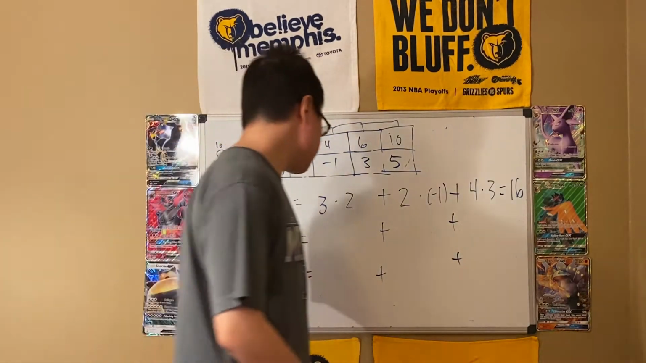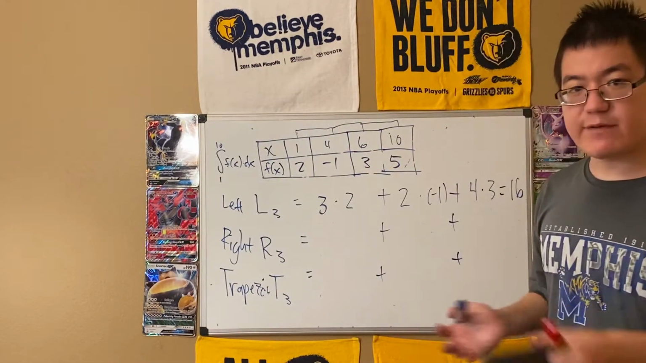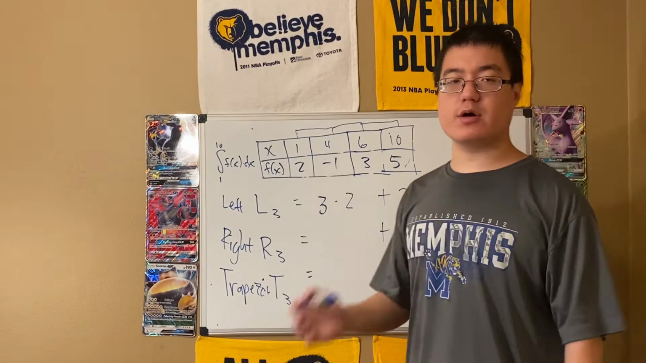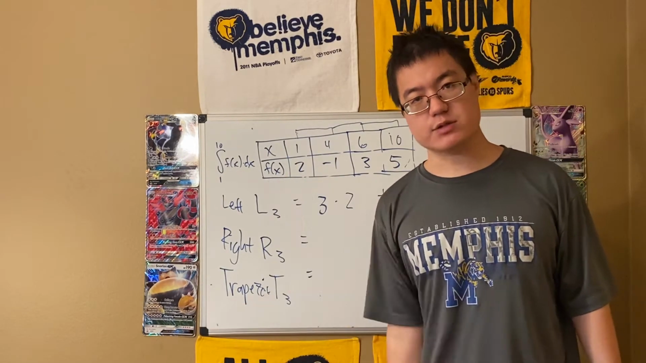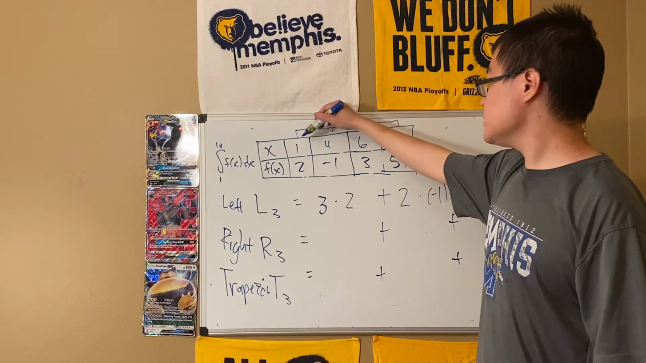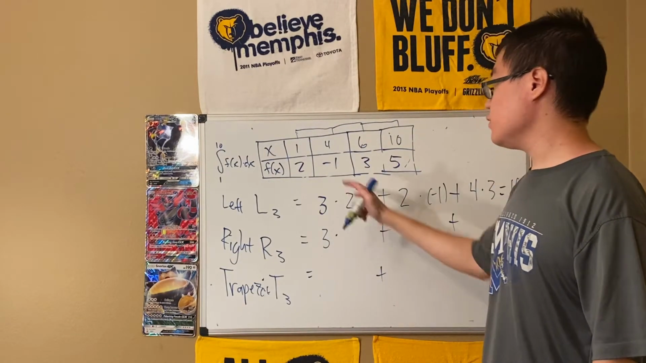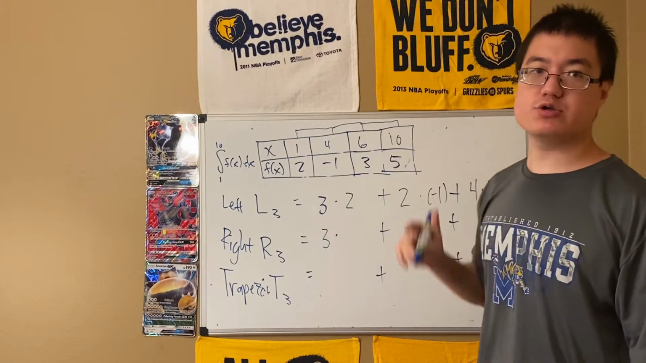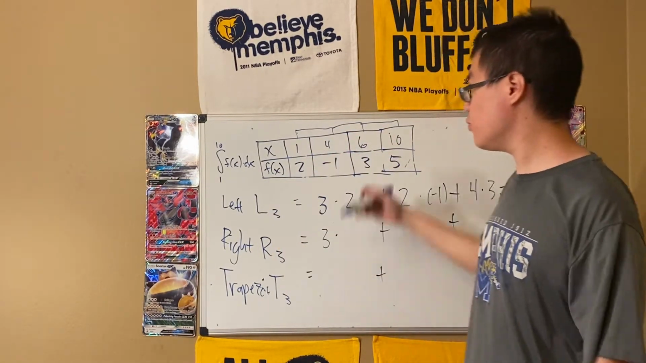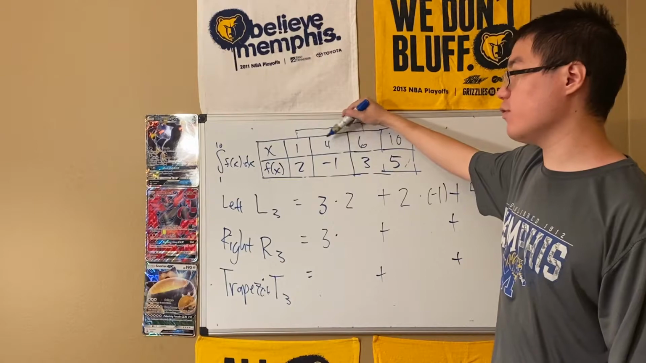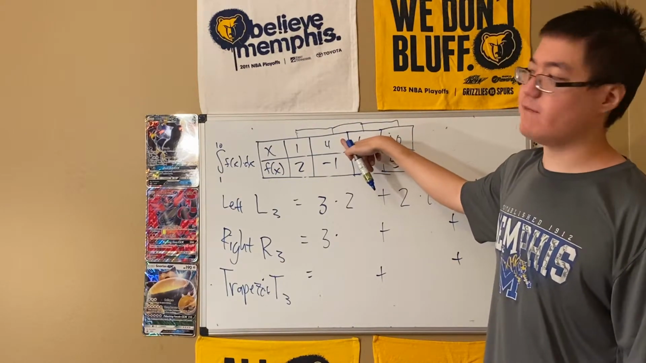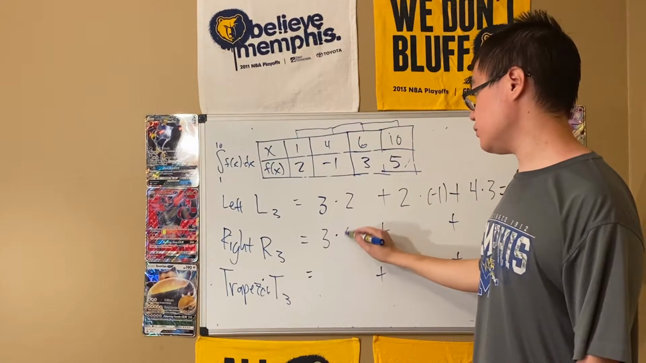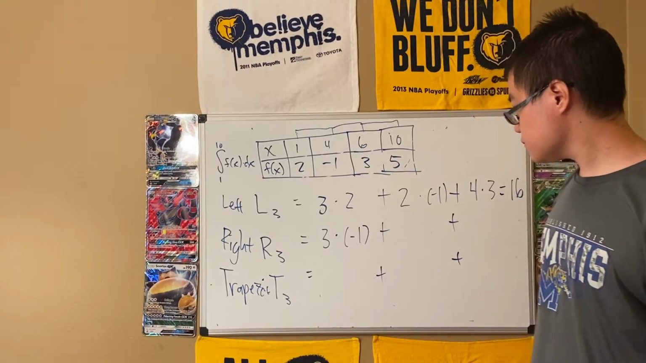So let's do the right Riemann sum. Again, it's always the difference in the x's, but for now we're going to choose the right endpoint's y value. So it's going to be 4 minus 1, which is 3. For the left, we chose the left endpoint's y value, which is 2. In this case, we're going to choose the right endpoint's y value. What is the right endpoint of this pair? It's going to be 4. So we're going to choose that y value, which is -1. So we're going to do 3 times -1.